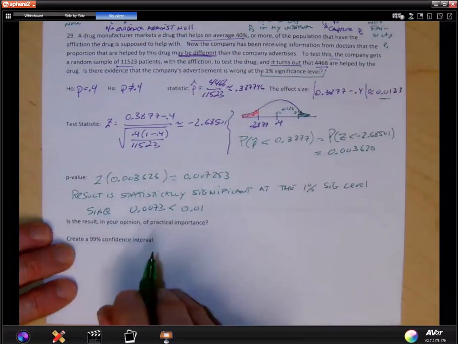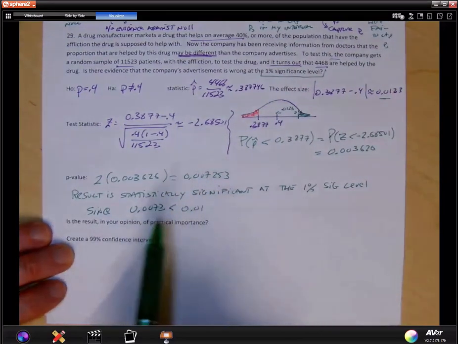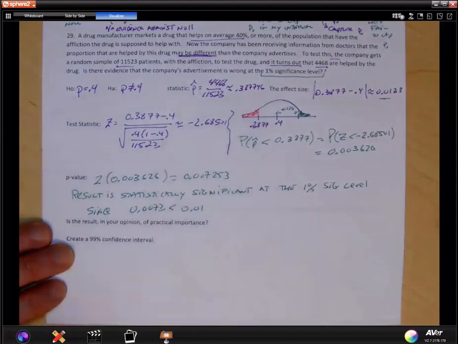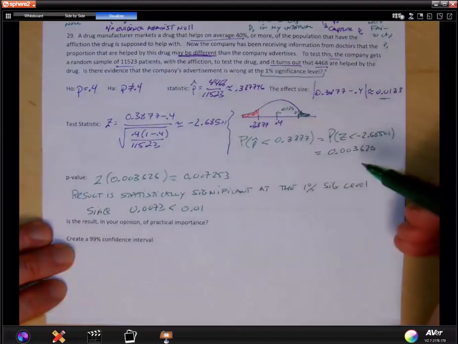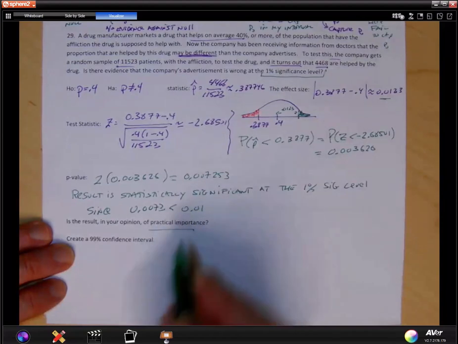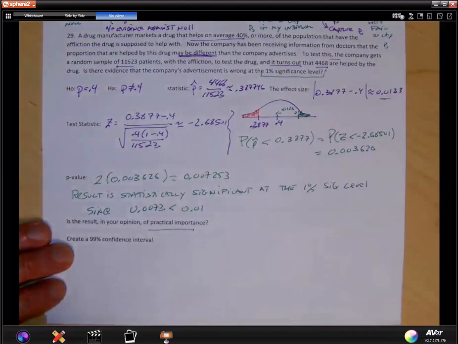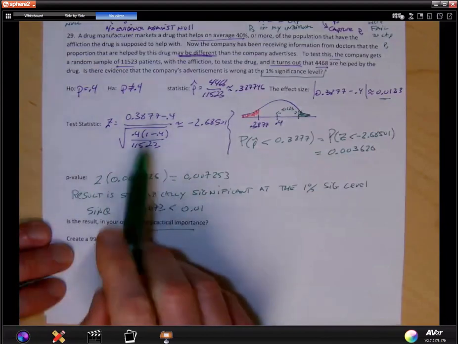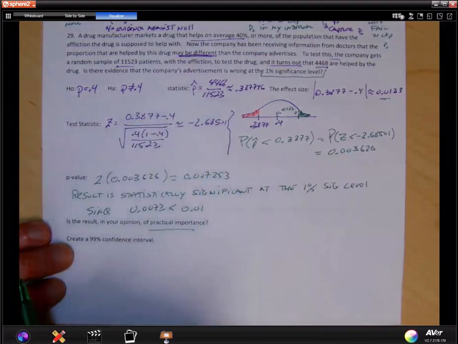Okay, we have a result, and we found it to be statistically significant at the 1% level. Fantastic. Is this, in your opinion, of practical importance? Well, I don't know. Let's see, what is this? A drug manufacturer claims on average 40% or more of the population. Now we found evidence that maybe it's not that at all.